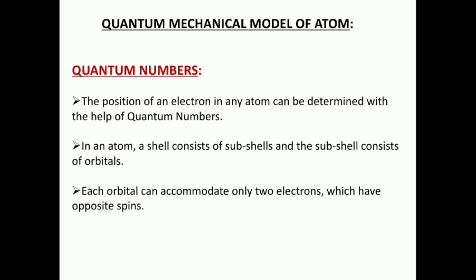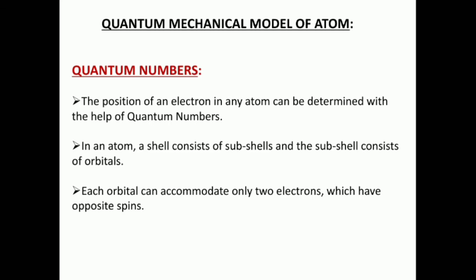Today we are going to discuss quantum numbers, which is a part of the topic quantum mechanical model of atom from the chapter structure of atom of class 11. In this particular class we are going to discuss some introductory parts of the quantum numbers as well as their significances. So let's see. Quantum numbers are some significant numbers which can determine the position of an electron in any atom.